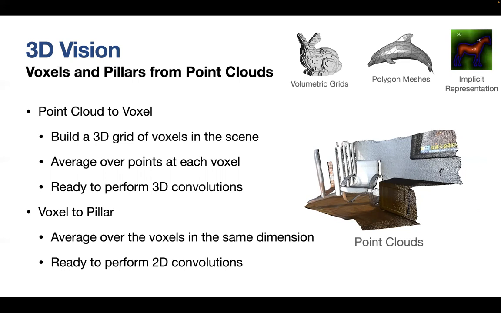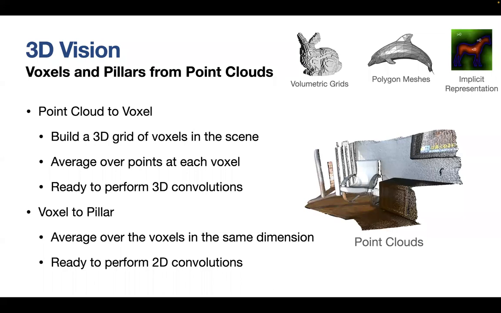And then we just have voxelized our point cloud, and it's ready to perform 3D convolutions. And from this voxel grid, we can also convert them to pillars. So a pillar is just reducing the voxel by one dimension. So we average, for example, over the voxels in the same column, and this column is a pillar.